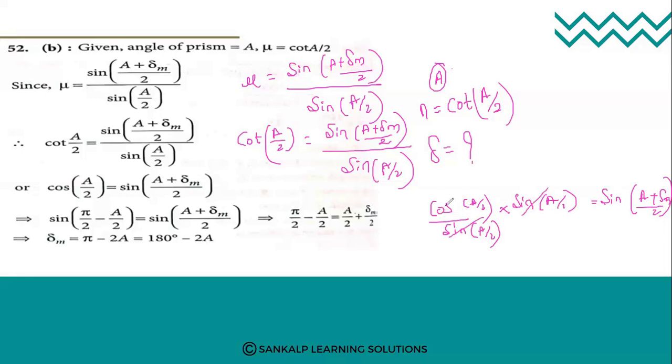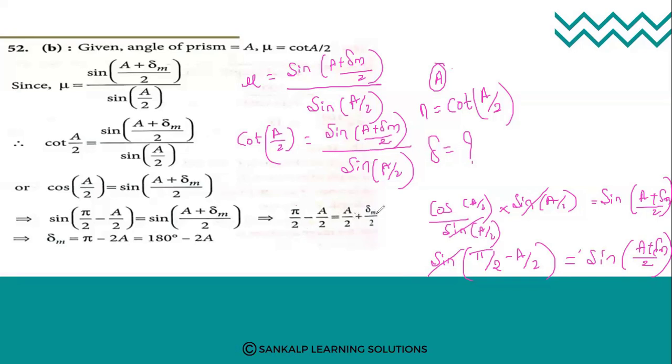To simplify this, we convert cos and sine. If I want to convert it, cos theta will be sine of 90 minus theta. So sine of (pi by 2 minus A by 2) is equal to sine of (A plus delta m) by 2. Okay, so sine inverse we can cancel on both sides. Therefore, for further simplification, students, pi by 2 minus A by 2 is equal to A by 2 plus delta m by 2.